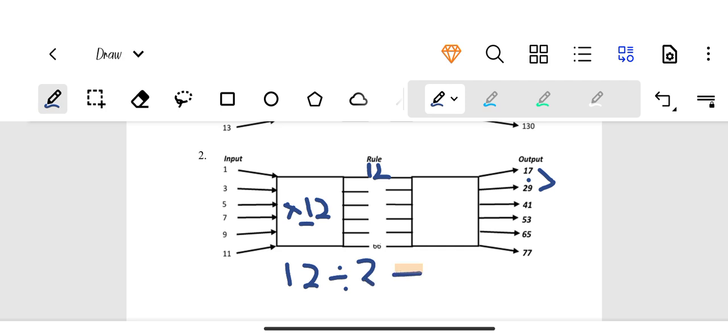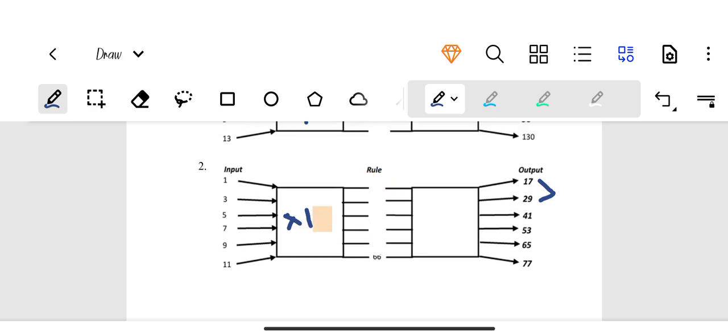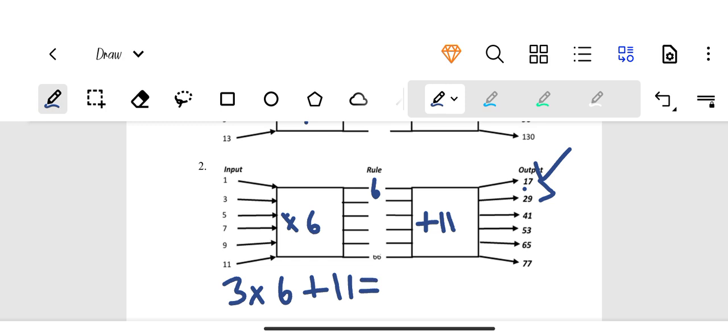So how am I going to use the 6? I can simply say multiply by 6. So if I say 1 times 6, the answer there is going to be 6. But then what do I do to 6 to get 17? So if I say 17 minus 6, the answer is going to be 11. So 6 plus 11, the answer is going to be 17. Then next, we're going to say 3 multiplied by 6 plus 11 is equal to.